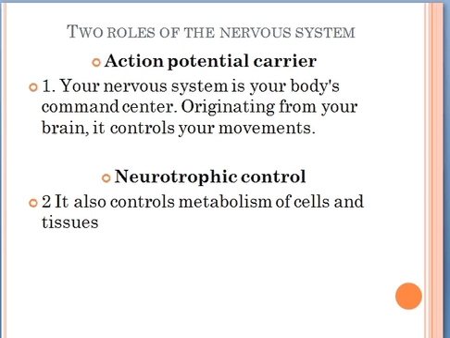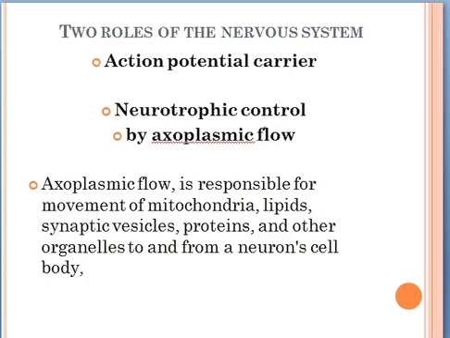So the first role I shall call action potential carrier, and the second role I call neurotrophic control of metabolism. The neurotrophic control is manifested by axoplasmic flow. Axoplasmic flow is responsible for movement of mitochondria, lipids, synaptic vesicles, proteins, and other organelles in, to, and from the neuron cell.